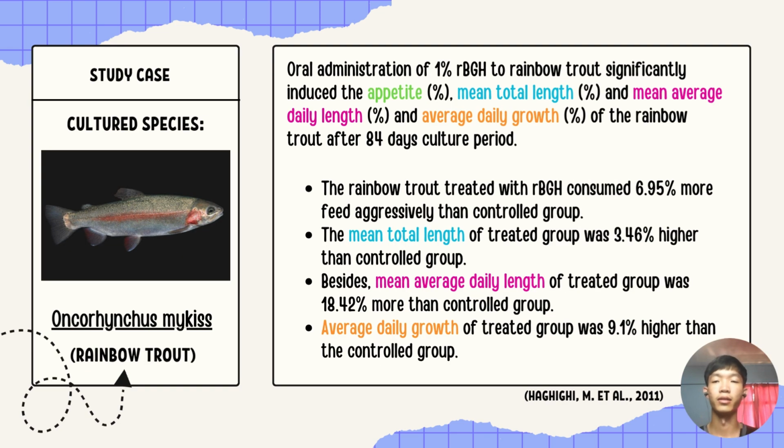Second study case, the cultured species was Oncorhynchus mykiss, which is rainbow trout. Oral administration of 1% recombinant bovine growth hormone to rainbow trout significantly induced the appetite, mean total length, mean average daily length, and also average daily growth of the rainbow trout after an 84-day culture period. The rainbow trout treated with recombinant bovine growth hormone consumed 6.95% more feed aggressively than the control group.